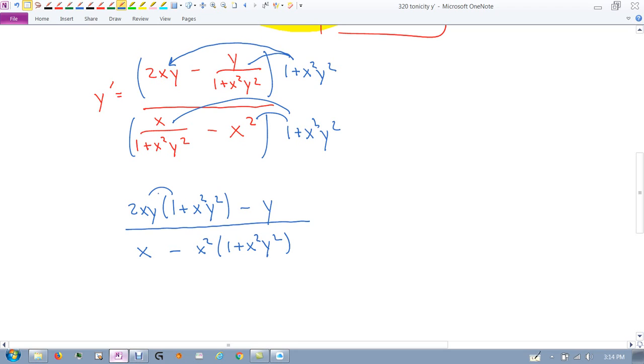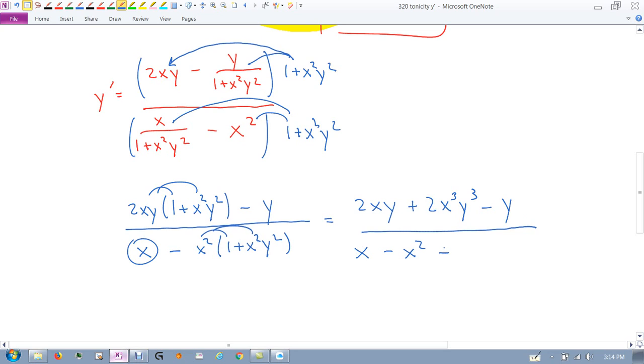And then you can distribute this through. So let's see where that takes us. We'll have 2xy, that's distributing to the 1, and then we'll have plus 2, what's that, x cubed y cubed? And we still have minus y. All over, and on the bottom, we'll leave this x here, distribute this x squared through, so minus x squared, minus again x to the 4th y squared. Gosh, that looks pretty bad, but hey, there we go. There's our derivative. That is y prime.